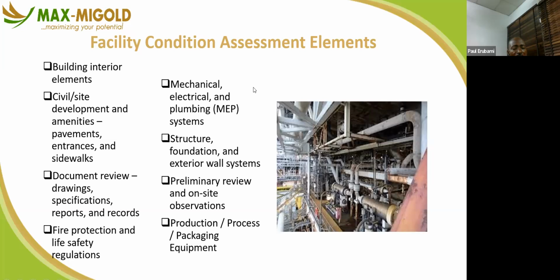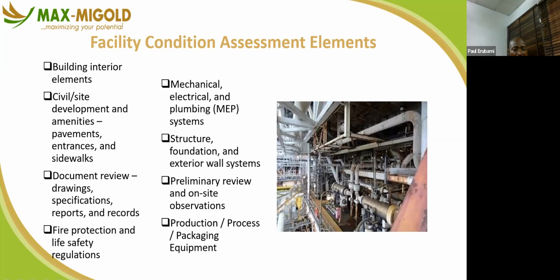What are the elements of facility condition assessment? One, your building interior. Two, your civil or site development and amenity, which includes your pavement, your entrance, and your sidewalk. These are all your transportation system within your facility. Then, the document review: drawings, specifications, reports, and records. These are all your condition assessment.